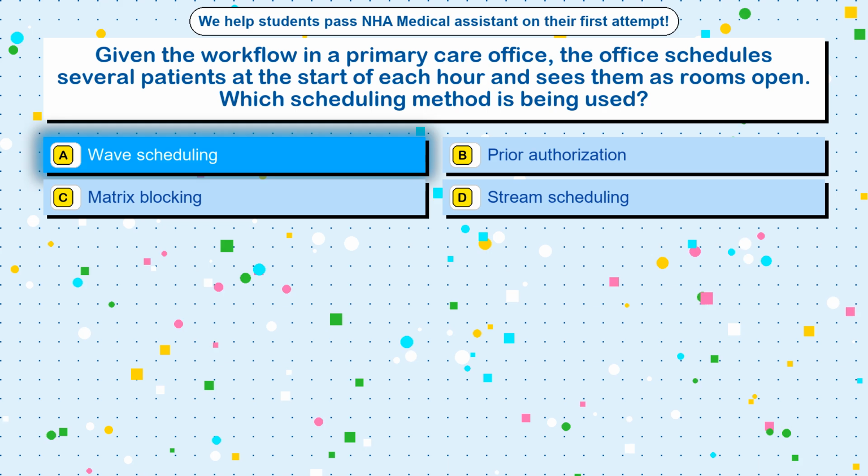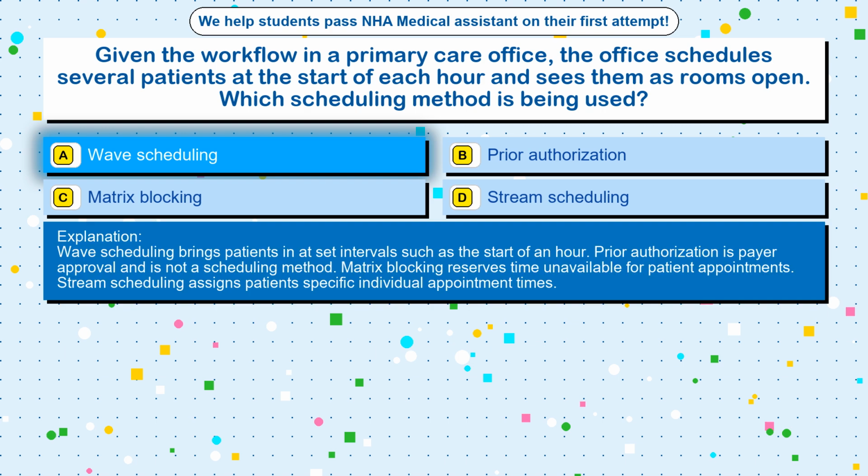The correct answer is option A, wave scheduling. Wave scheduling brings patients in at set intervals such as the start of an hour. Prior authorization is payer approval and is not a scheduling method. Matrix blocking reserves time unavailable for patient appointments. Stream scheduling assigns patients specific individual appointment times.